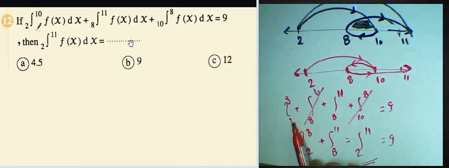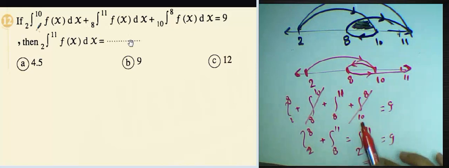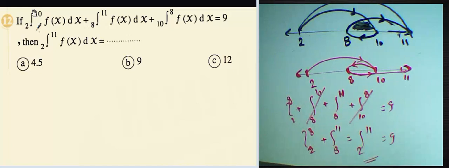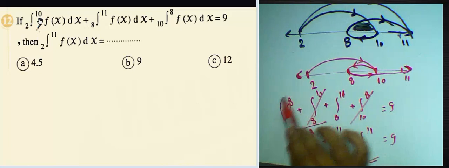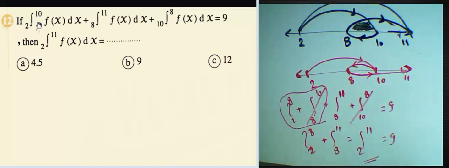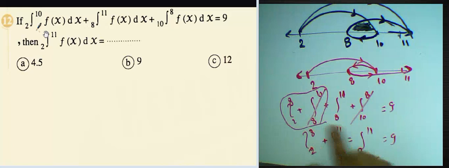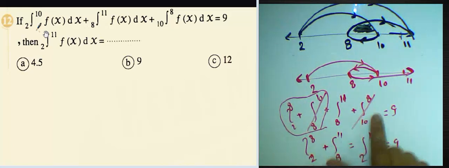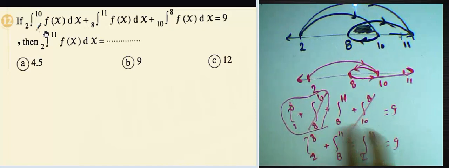Again, he gives us integration from 2 to 8 plus 8 to 10 plus 8 to 11 plus 10 to 8 equal 9. And I replaced here this part 2 to 10, write 2 to 8 plus 8 to 10. I cancel the first integration and write equality 2 to 8 plus 8 to 10. And we have the two integrations inverse here. We can cancel integration from 8 to 10 and 10 to 8, because the integration from 10 to 8 is the inverse of integration from 8 to 10. We can cancel them. The result will be 0.